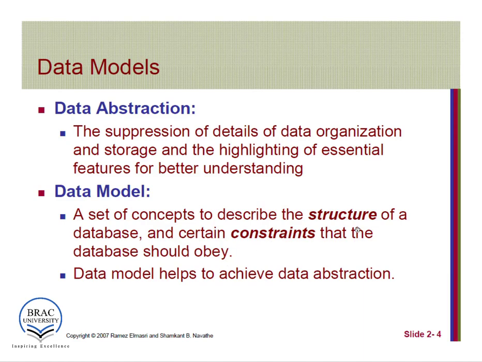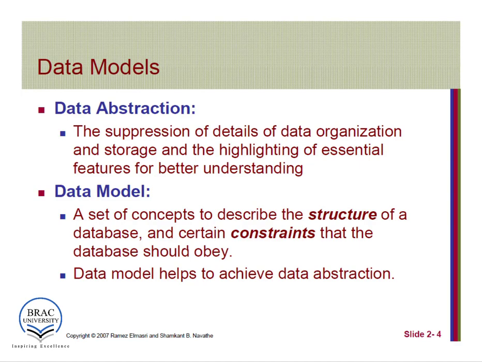So structure of the database means how many tables in the database, how many columns in each table, and what are the data types of each column. Constraints are basically conditions that the database has to obey. So an example of a constraint could be the student ID must be a number. It can only store digits, it cannot store string characters like A, B, C, D.